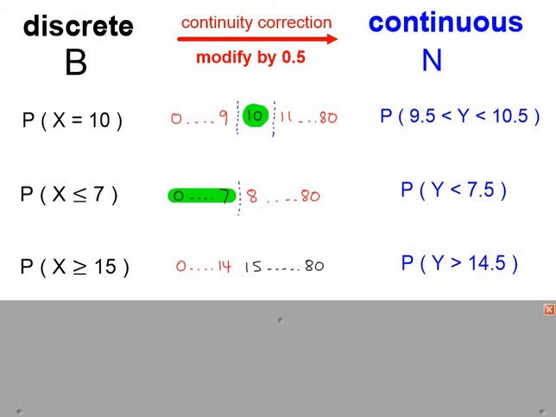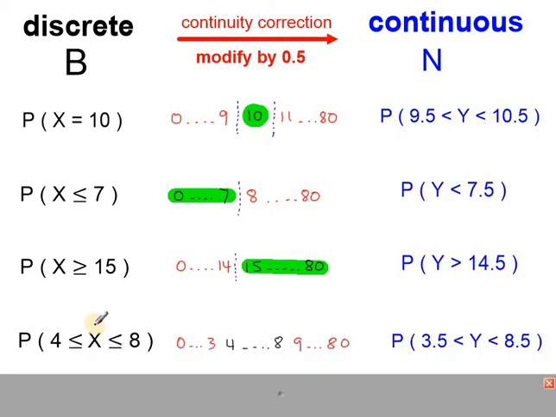Greater than or equal to 15. So we want these probabilities, and the boundary between what we want and what we don't want is right here. It's between the 14 and the 15, so that's 14.5 there. We were doing more than or equal to on this side, we're doing more than on this side. Again, if you did this or this, it's not going to change anything.